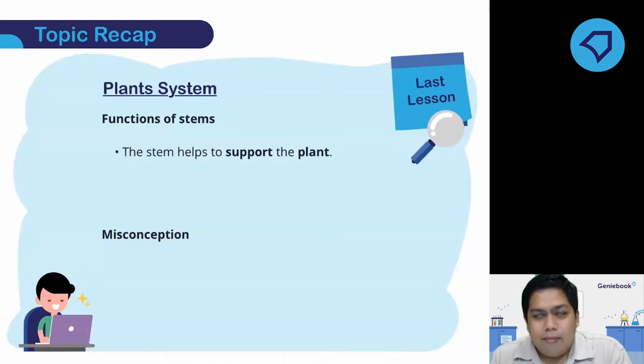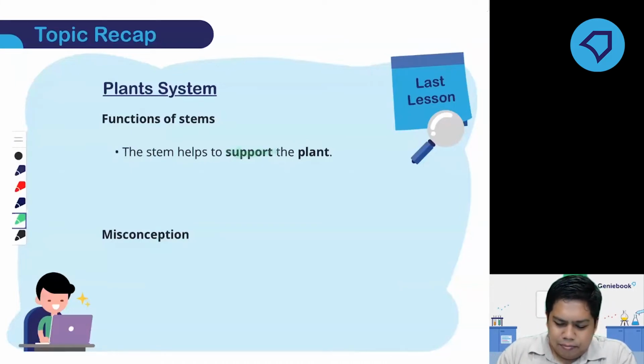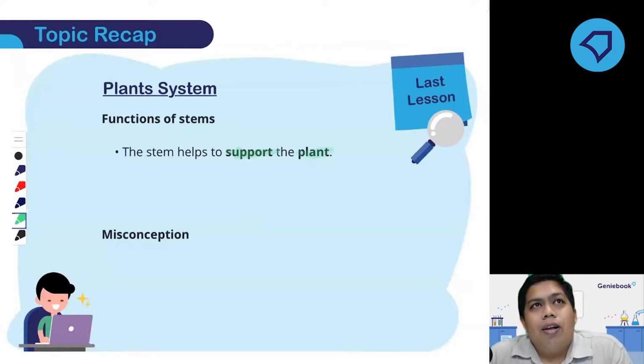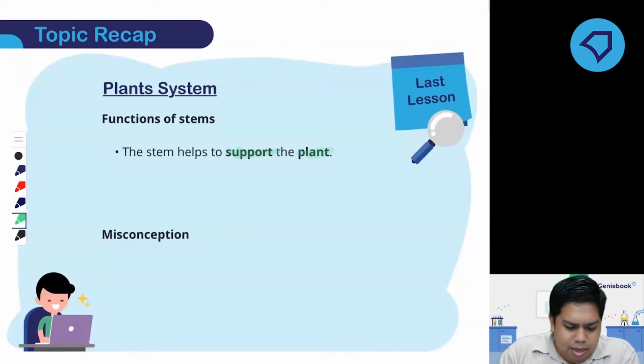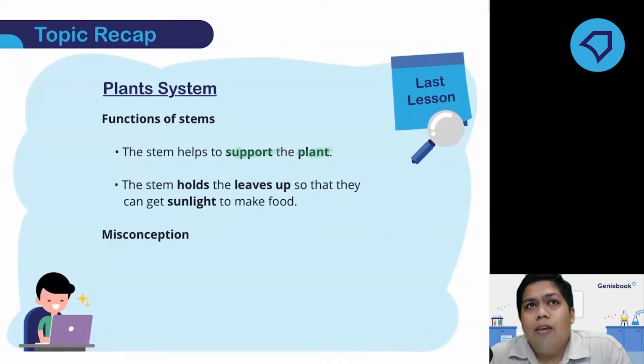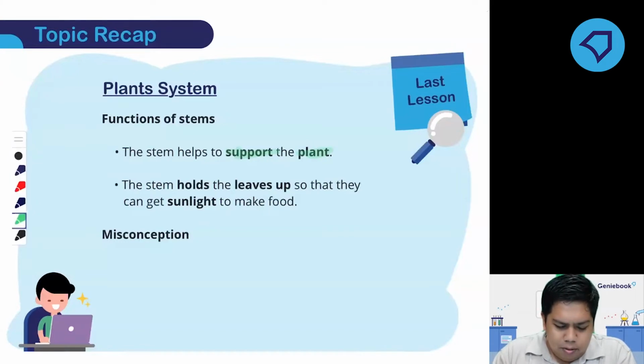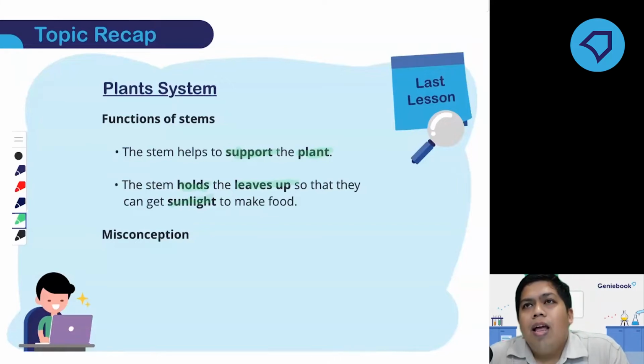So the stem helps to support the plant. That's a very important thing of the function of stems. And then it holds the leaves up so that they can get sunlight to make food. So this is what is mentioned by some of you also. So this is very important. The stem ensures that the leaves are able to obtain sufficient sunlight, so that it's able to make food.